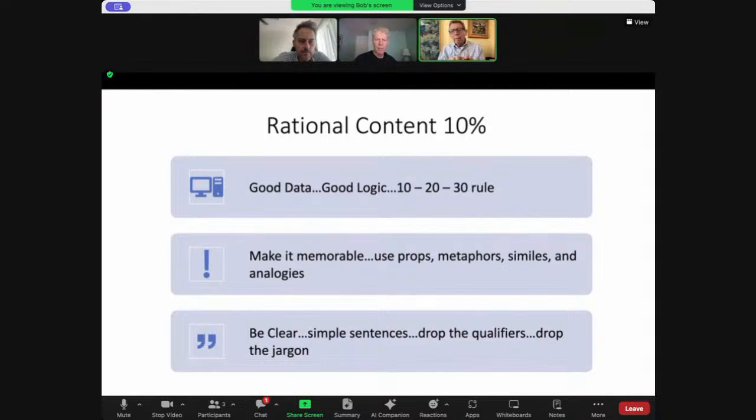You want to try to make it memorable, using props, metaphors, simile, analogies are ways of making some of these points more memorable. And you want to be really clear, simple sentences, drop the qualifiers, which I find is a really big problem, especially with people who are coming at it from a science or engineering background where you're never quite sure about anything you're saying, because that's how science and engineering are. You're doing your best, but most people talking will qualify what they're saying. And those qualifiers take the power out of what you're saying.